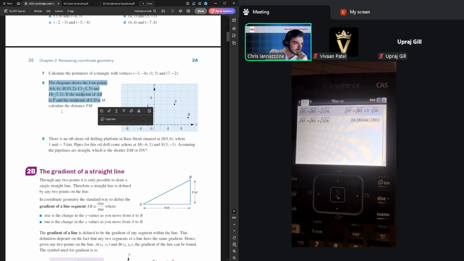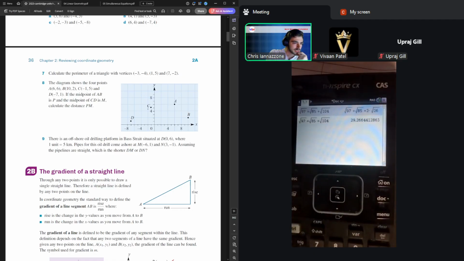8's going to be a bit of a time waster, so basically they're saying, here's a bunch of points on a Cartesian plane, here's two midpoints, so midpoint 1 is called P, midpoint 2 is called M, what's the distance between those midpoints? So what you would essentially do is find the midpoints that were described using the midpoint formula, and then do a distance formula on top of all that.